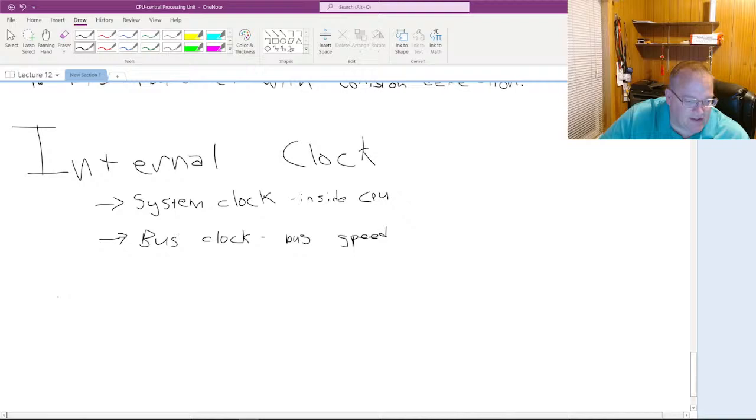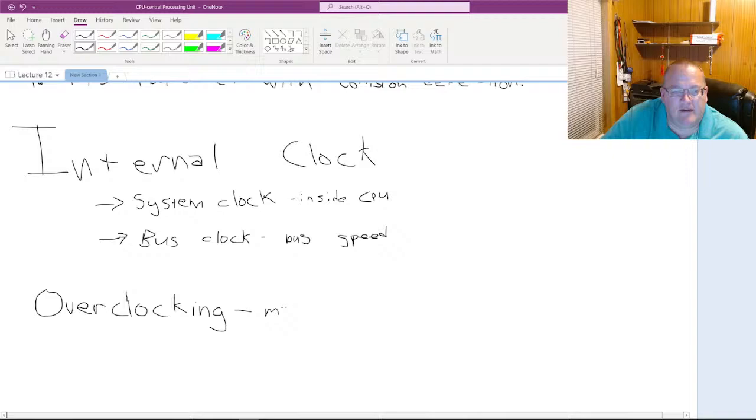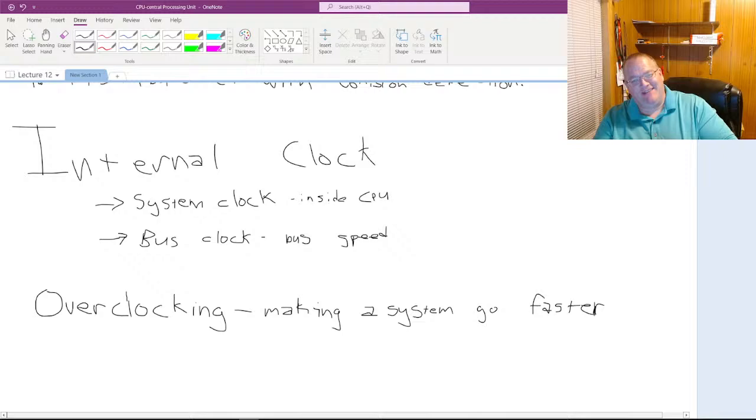Okay. So then I'm going to talk about one more term today, and that is the word overclocking. This is making a system go faster. It's not a perfect definition. You can look it up for yourselves to see exactly what overclocking is, but I'm going to give you the idea of it.